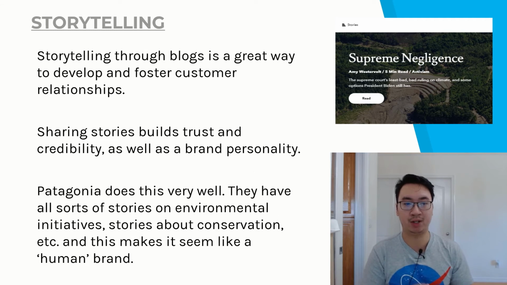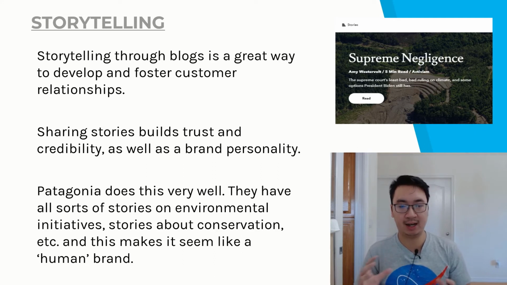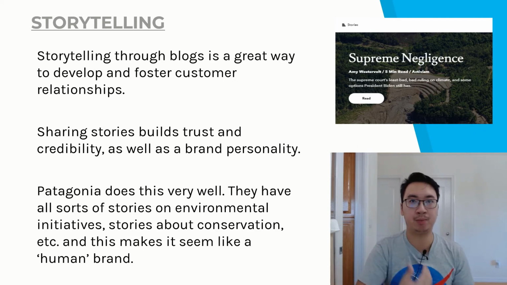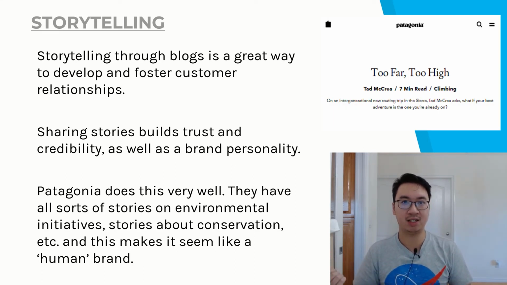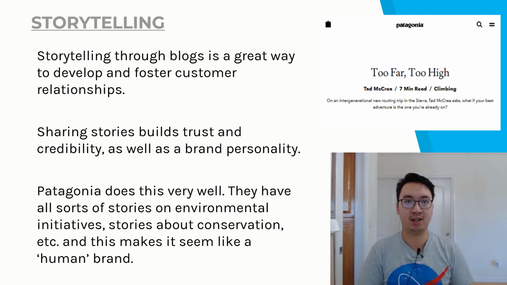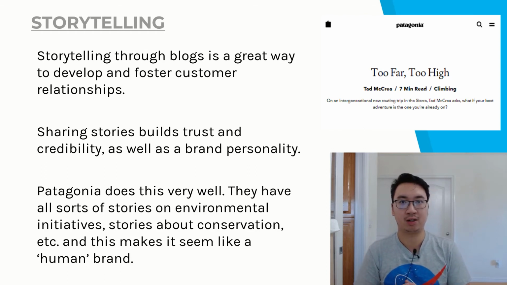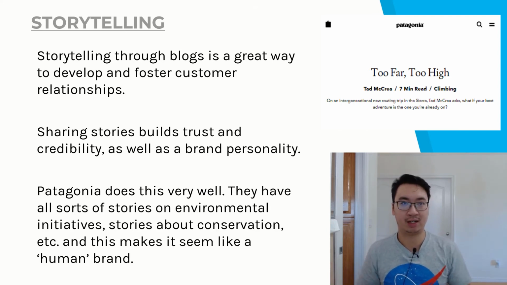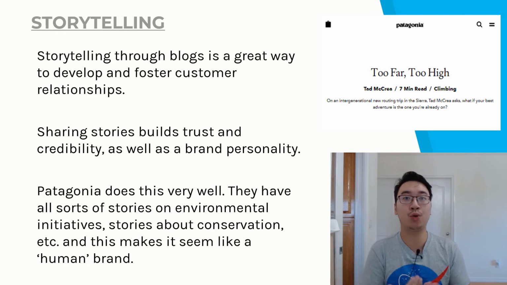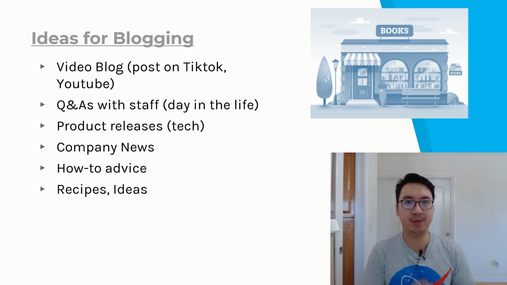Here are some examples. Patagonia does this very well. They have all sorts of stories on environmental initiatives, stories about conservation, and this makes it feel like more of a human brand. I'm going to show you what Patagonia's blog looks like, and you can see that they seem very invested in not only making profits and selling products, but they are very focused on this environmental aspect of business and giving back to Mother Earth. So again, this is a great way to share who you are as a brand and tell a story of how you came to be a business. Now your blog doesn't have to be as detailed as that, but that's just an idea to get you started.